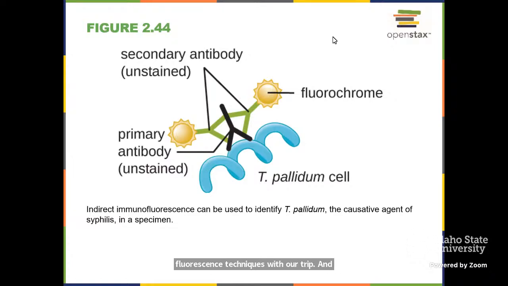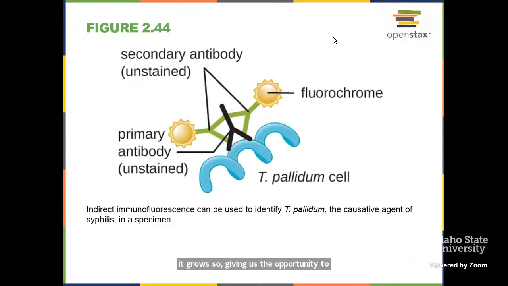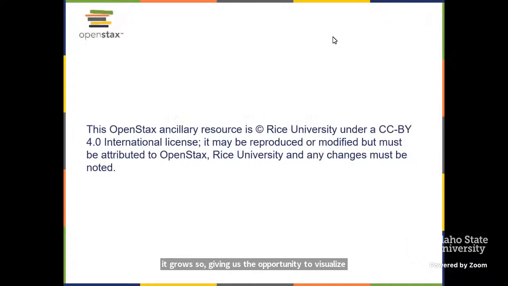With that, we can also think about using some fluorescence techniques with our Treponema cell. So antibodies can link up to it, and then a secondary antibody that's got the fluorophore tagged to it is attracted to that antibody. They link up, and then with the fluorescence microscopy, it glows. So giving us the opportunity to visualize them.